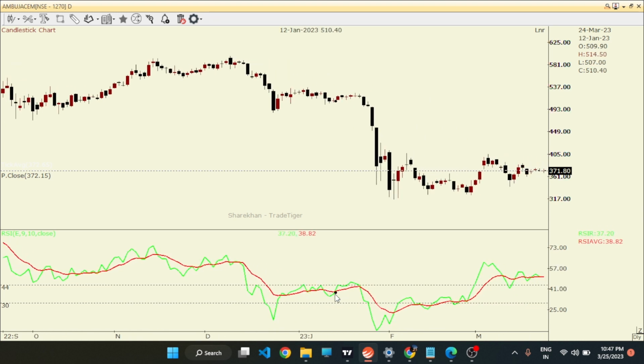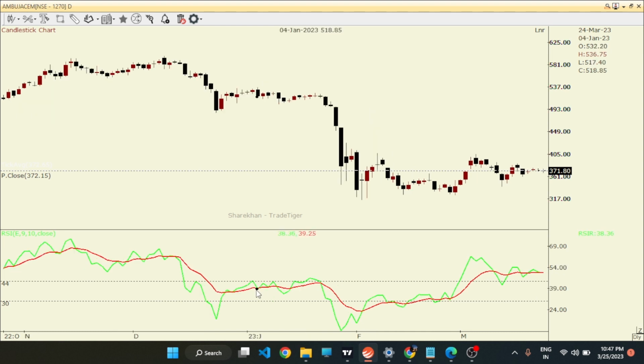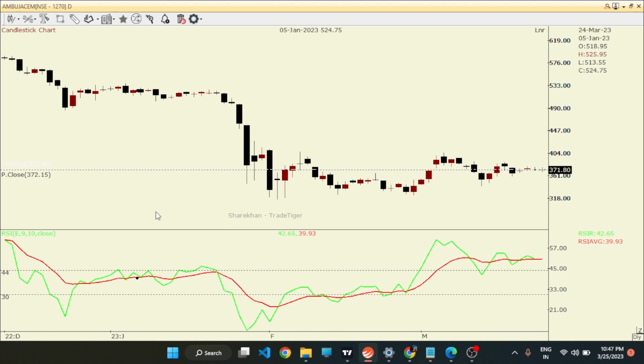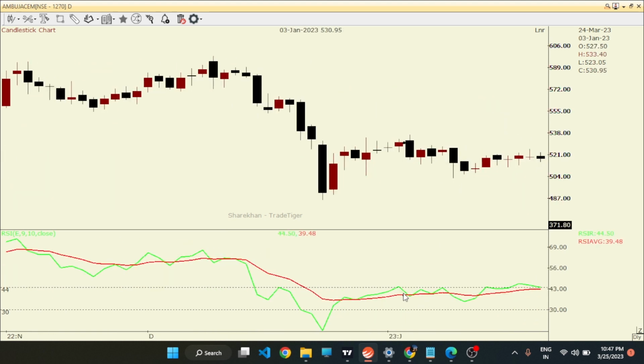After that it gave another entry here on 4th January. This kind of entry you will not get in real time. As you can see, I will zoom in. It came down and moved up the next day. So you cannot consider this as an entry because in real time you didn't observe this kind of move here.